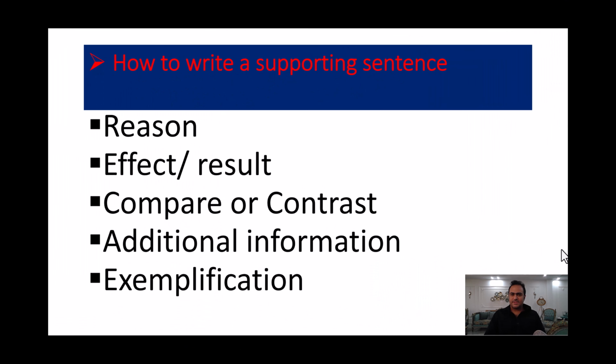In this slide, you can see that a supporting sentence can be written in different ways. For example, we can provide a reason or effect or result. We can compare or contrast in order to elaborate the topic sentence of the paragraph. Additional information or exemplification. We can provide an example. All these ways can help us to extend our paragraph to develop the ideas further.